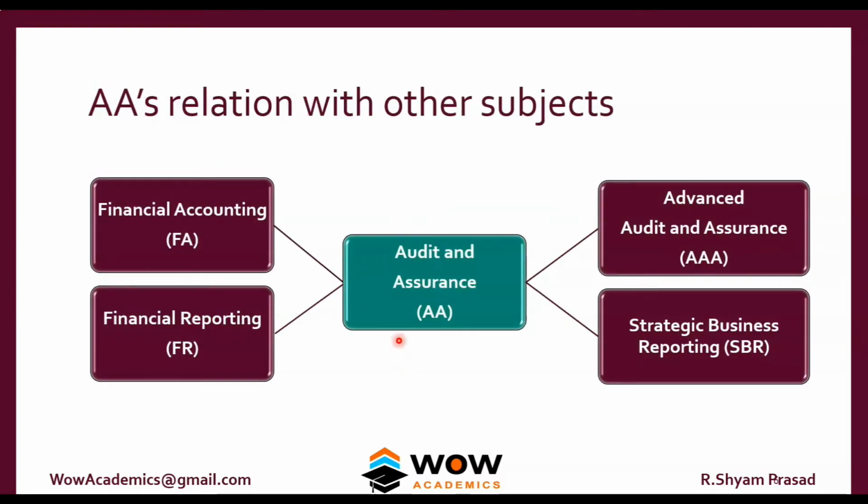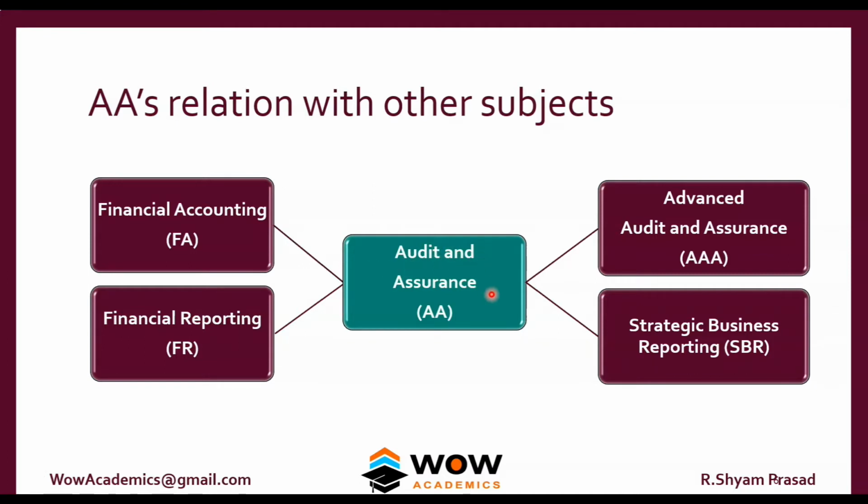This subject, audit and assurance, is supported by the financial accounting and financial reporting subjects. You should know what financial accounting is, because audit is all about finding out how the accounts have been recorded, from the supporting evidence to the journal entry to the SOFP or SOPL, and how the transactions have moved. And in financial reporting, you have the IFRS standards, and you should have knowledge of whether the appropriate IFRS standards have been used or not.